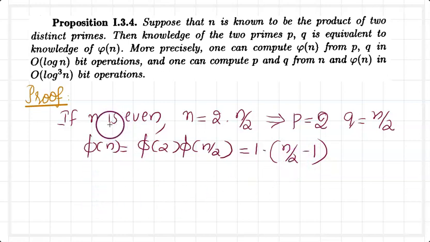Thus we can see that in this case we can find phi of n if we are given the fact that n is even, and conversely we can see that if we know phi of n and n, then we can easily observe that n is even in this case, and so we get the two primes p equal to 2 and q equal to n by 2. So in the first case, that is if n is even, it can be seen that the knowledge of the two primes p and q is equivalent to the knowledge of phi of n.